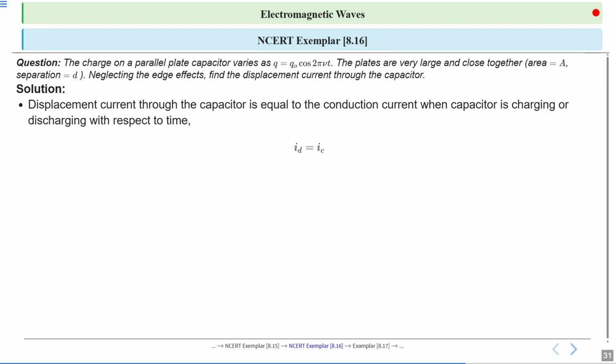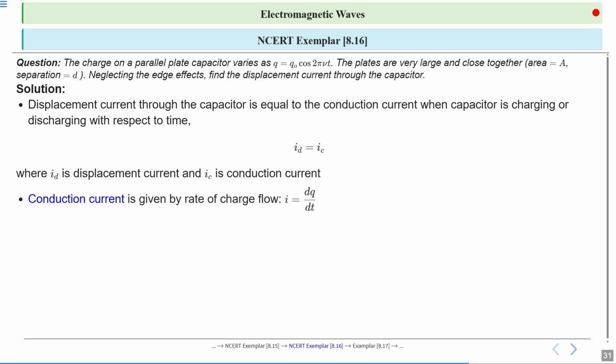So ID will be equal to IC, where ID is displacement current and IC is conduction current. Conduction current is given by the rate of change of flow of charges through any cross-section area perpendicularly with respect to time, I is equal to dq by dt. So ID equal to IC equal to dq by dt. And what is Q? Q is given as Q naught cos 2 pi nu t. So we have to differentiate only. So ID will be equal to IC, which is equal to d by dt of Q naught cos 2 pi nu t.